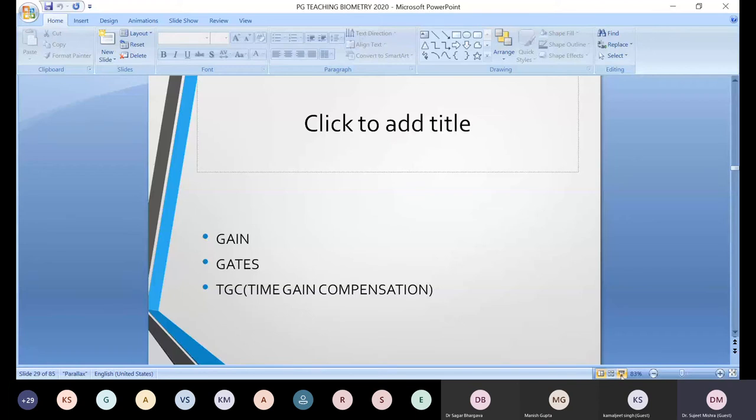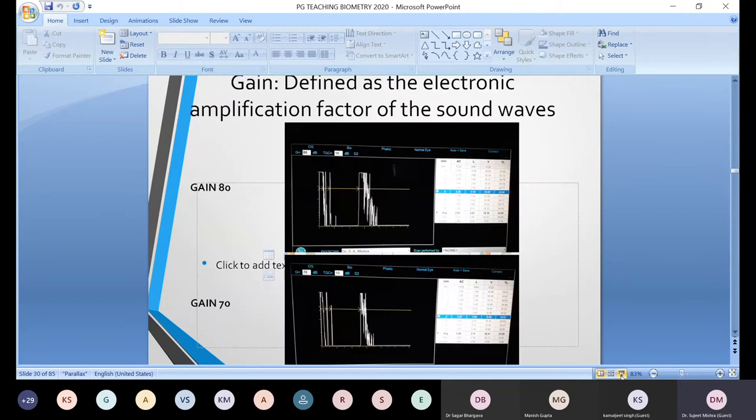Then there are certain modifiable parameters in a scan, that is gain, gates and TGC. I will show you about the gain. For the above picture, if you see, the spikes are broader. So gain was set at 80%. High gain means the system is more sensitive. It will pick up even the smaller strength spikes. So it is broader spikes.